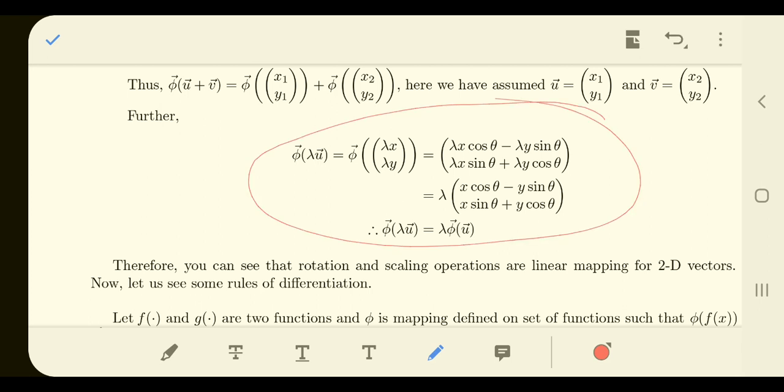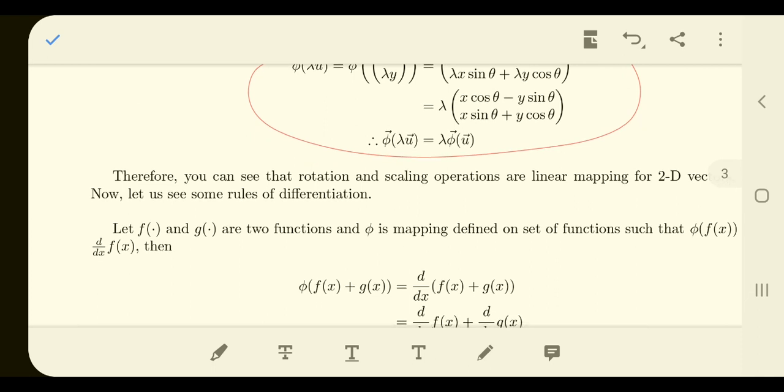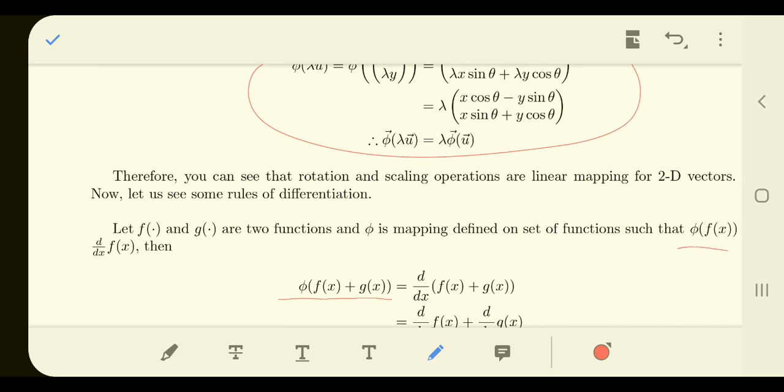Let's go ahead and see more. We also think that differentiation can be represented as a linear mapping. Let us suppose that there is a function defined on functions. So phi is a function defined on functions, such that phi of f of x is equal to the derivative of f of x. Now, to know whether it is a linear mapping or not, let's find out whether those two properties are fulfilled or not.